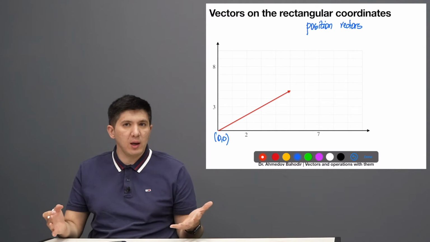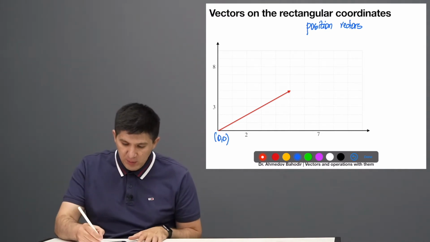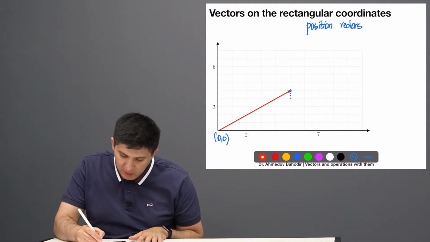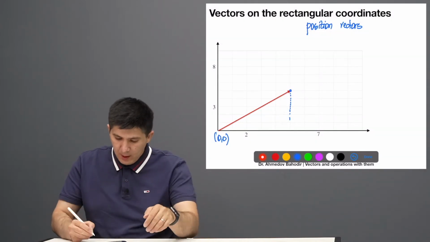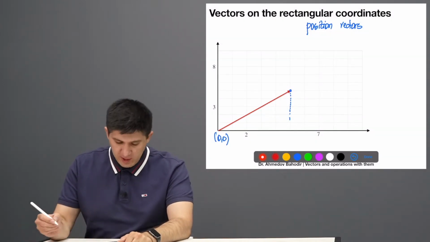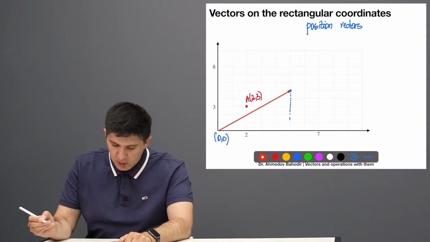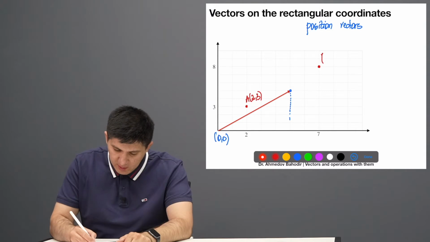The only thing which you have to store in order to describe the vector would be the ending point of this vector. So let me first of all write down its starting point. A has the coordinates 2 and 3, and the ending point B has the coordinates 7 and 8.